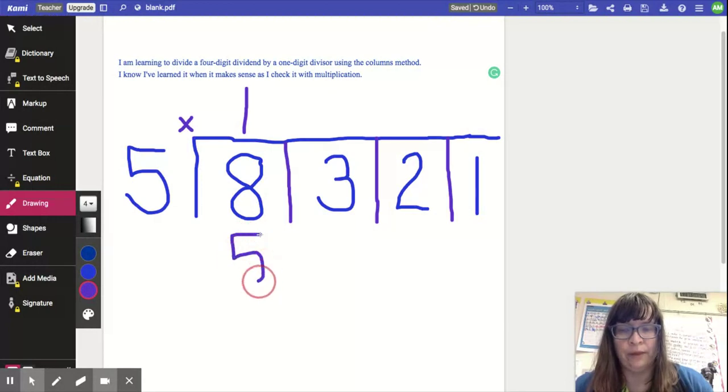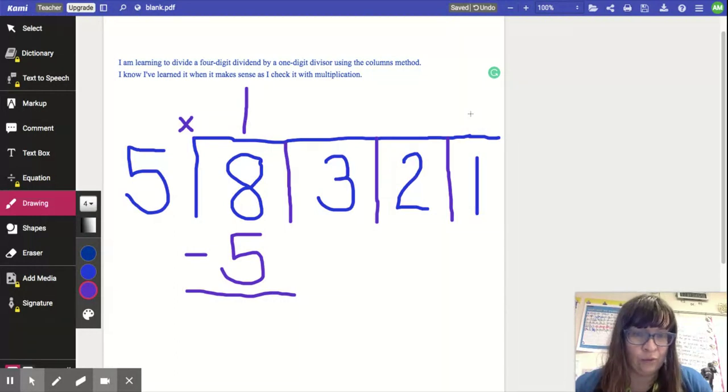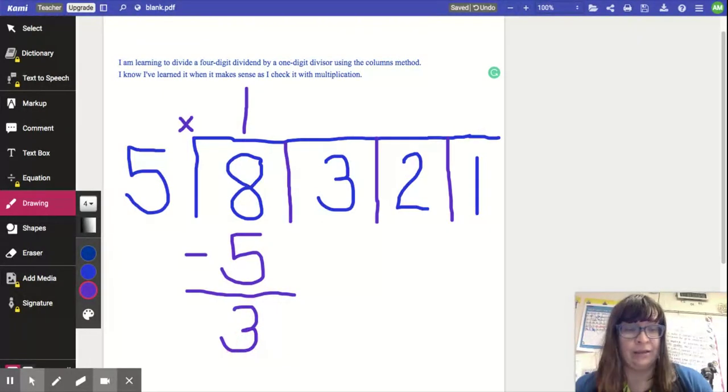So I'm going to put this product here of 5 times 1 equals 5. I'm going to put it below the 8. Remembering that this 8 really means 8,000, because 5 times 1,000 equals 5,000. So 5 times 1 equals 5. There is a difference of 3 when I subtract it.